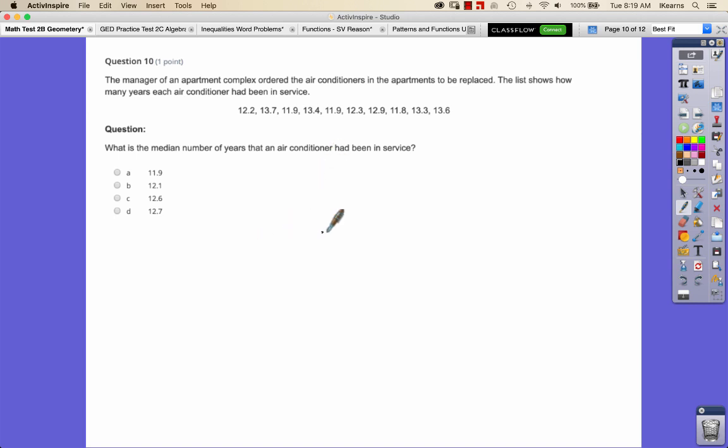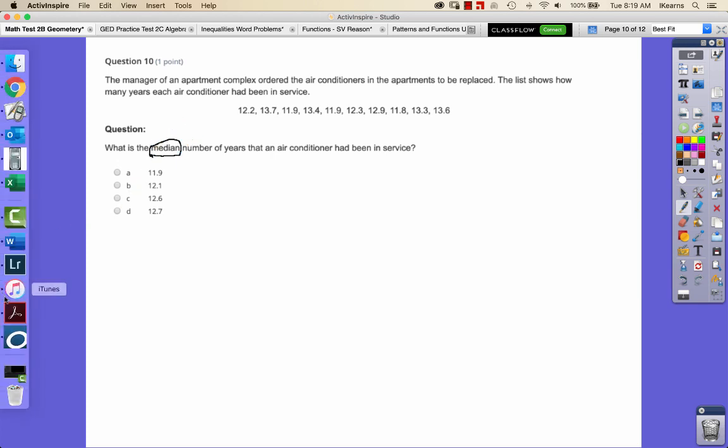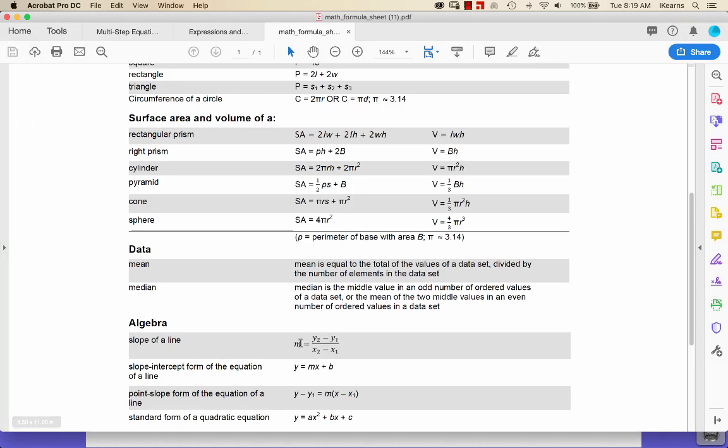Well, this is actually interesting. Maybe, let's say you forget median. You don't remember. Well, that's actually in the formula sheet as well. So here's the full formula sheet right here, and underneath data it says median. Median is the middle value in an odd number of ordered values of a data set, or the mean of the two middle values in an even number of ordered values in a data set.